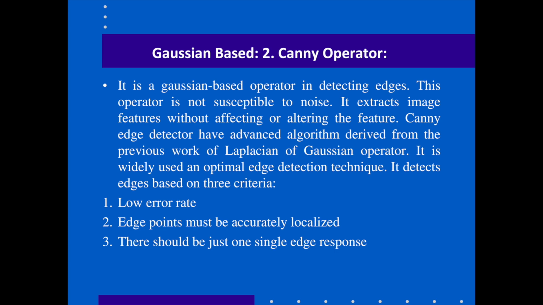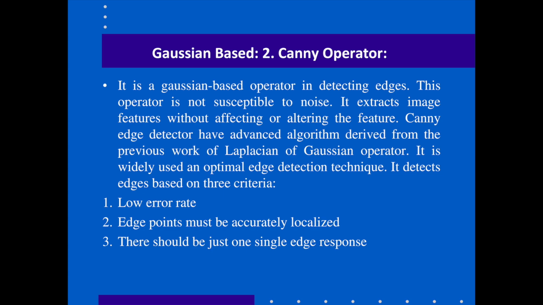Now, the second Gaussian based operator we are going to discuss is the Canny operator. It's a Gaussian based operator for detecting edges, where the operator is not susceptible to noise. It extracts image features without affecting or altering the feature. The Canny edge detector has an advanced algorithm derived from the previous work on the LOG operator. It is widely used as an optimal edge detection technique.